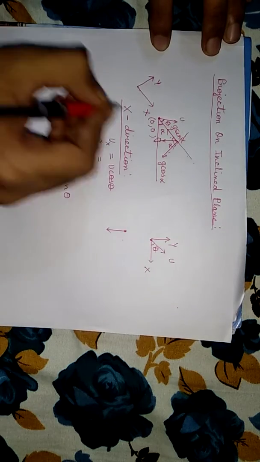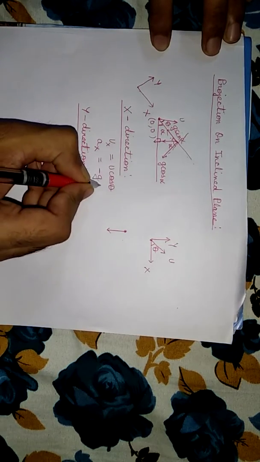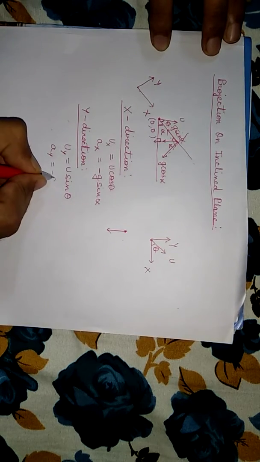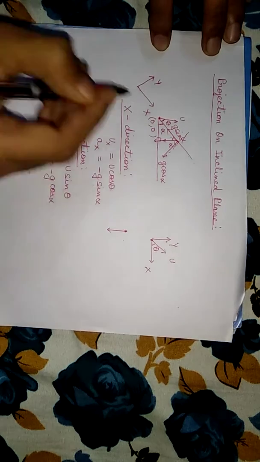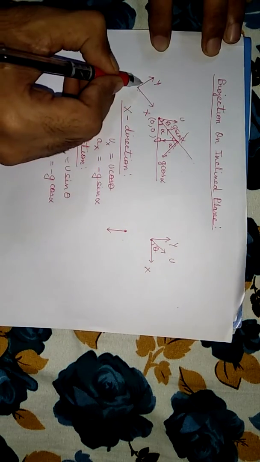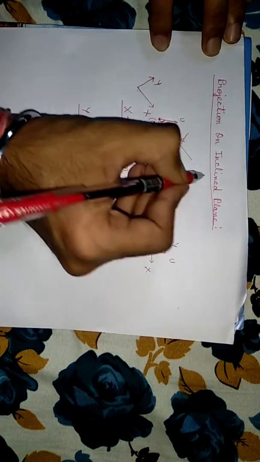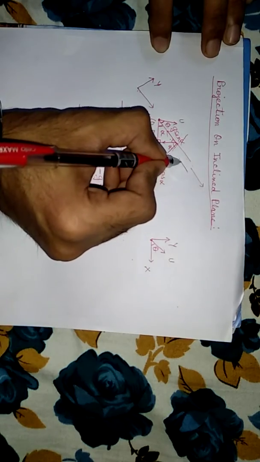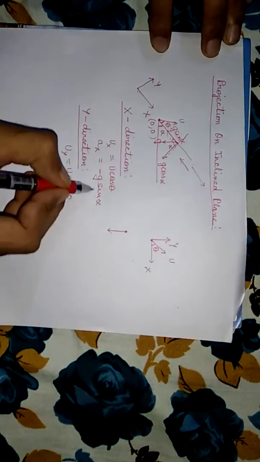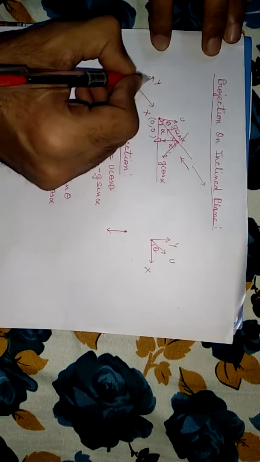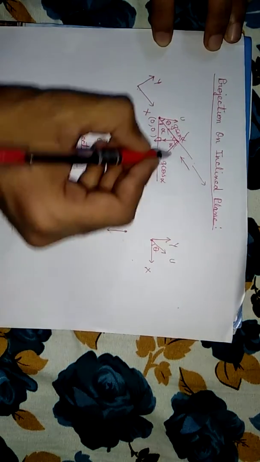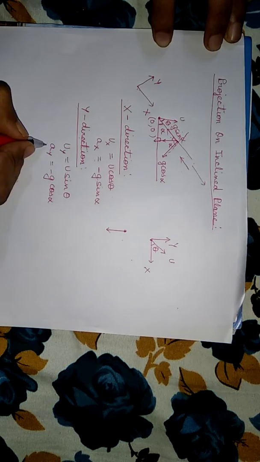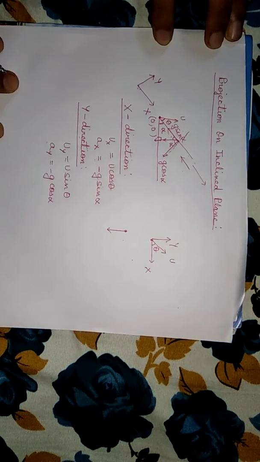So in this way I can write ax is equal to minus g sin alpha and ay is equal to minus g cos alpha. Remember that I have written minus here because I am taking the upward direction as positive, and the component of gravity is acting in the opposite direction. So I have written minus g sin alpha. In a similar way, I have taken the upward direction as positive, but one component of gravity is along this direction, so I have written it as minus g cos alpha.